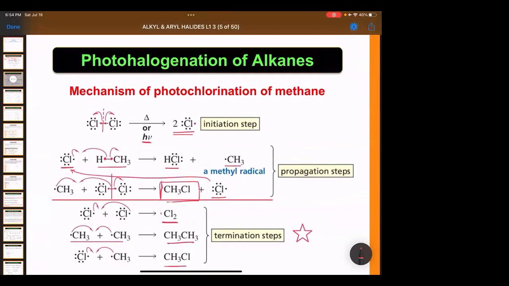Okay, let me give you some data: the bond energies. First of all, the bond energies of F2, Cl2, Br2, and I2. What is the order of bond energy, and how are you saying that iodine is most reactive?